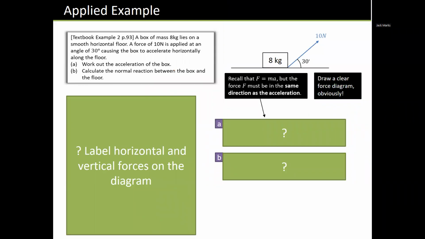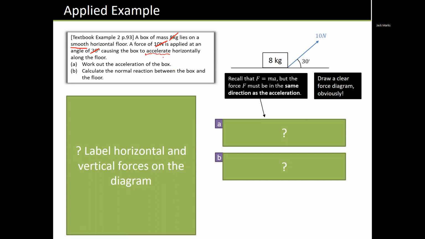Let's do another example. So we've got a little bit more detail going on with this one. A box of mass 8 kilograms lies on a smooth, that's important, it means there's no friction, a smooth horizontal floor. A force of 10 newtons is applied at 30 degrees, causing the box to accelerate. I'm going to cross these things out because I can already see them on the diagram.